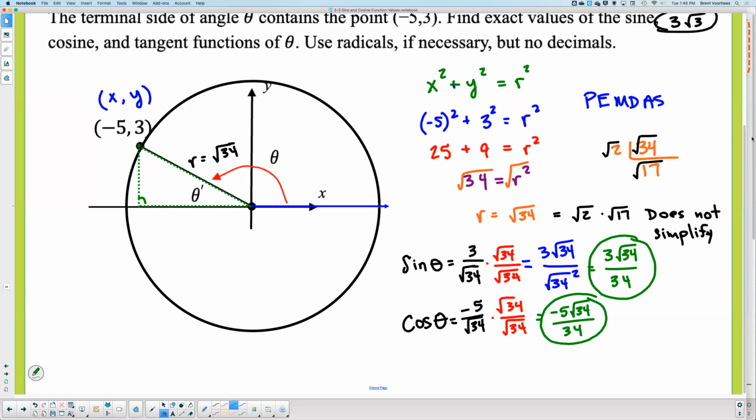Okay, that was sine, cosine, tangent. Sine is y, cosine's x, tangent is, what is our y? 3, and our x? That does not reduce. That is as simple as it comes. There's our answer for tangent.